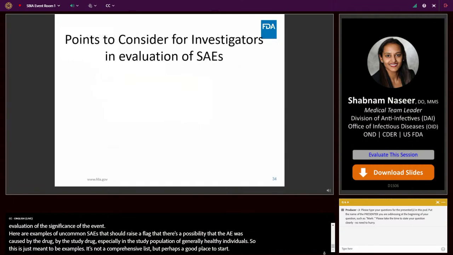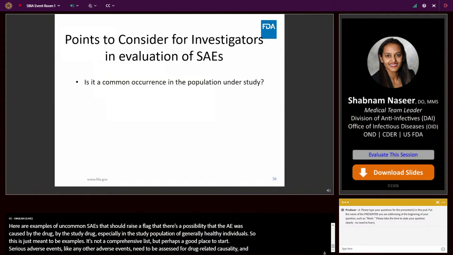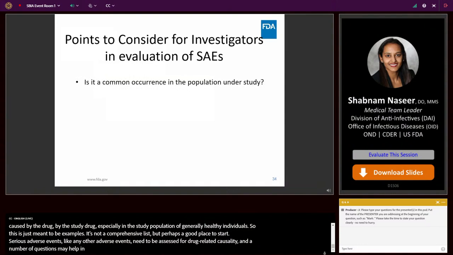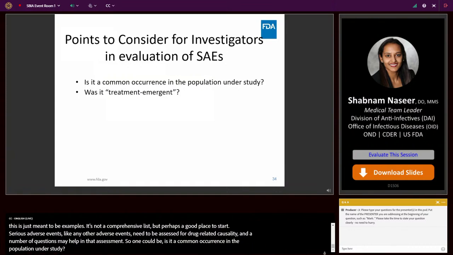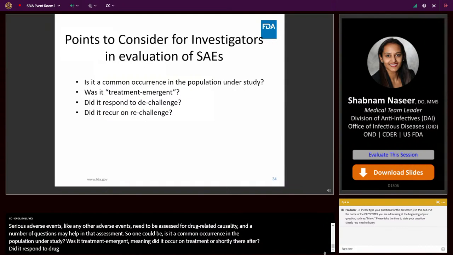Serious adverse events, like any other adverse events, need to be assessed for drug-related causality, and a number of questions may help in that assessment. So one could be, is it a common occurrence in the population under study? Was it treatment emergent, meaning did it occur on treatment or shortly thereafter? Did it respond to drug discontinuation or de-challenge? Did it occur upon reintroduction of the study drug or re-challenge?